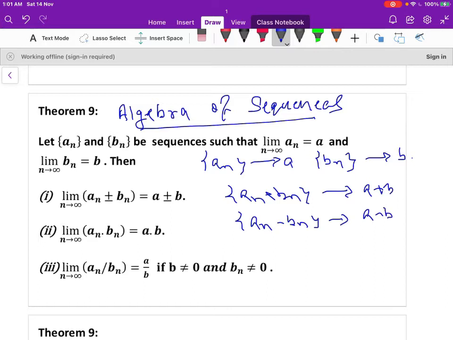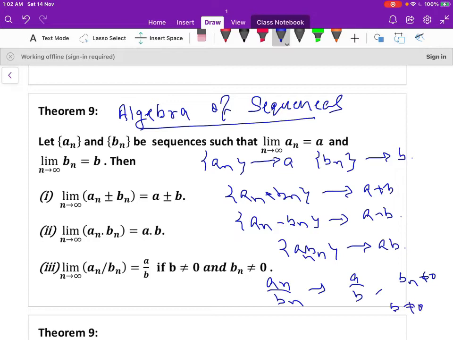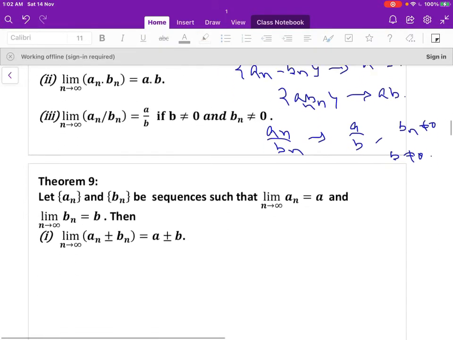The second result: the difference of two sequences converges to A minus B, and the product of two convergent sequences converges to AB, and a_n by b_n converges to A by B, provided b_n is not equal to 0 and B is not equal to 0.